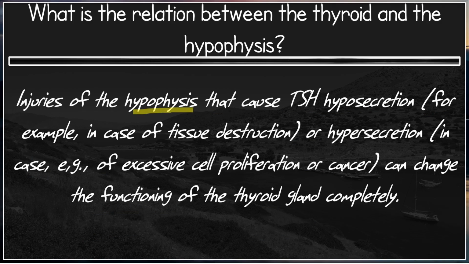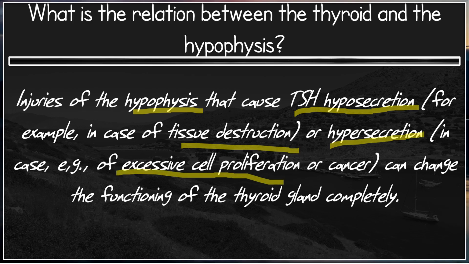Injuries of the hypophysis that cause TSH hyposecretion, for example in case of tissue destruction, or hypersecretion in case of excessive cell proliferation or cancer, can change the function of the thyroid gland completely.